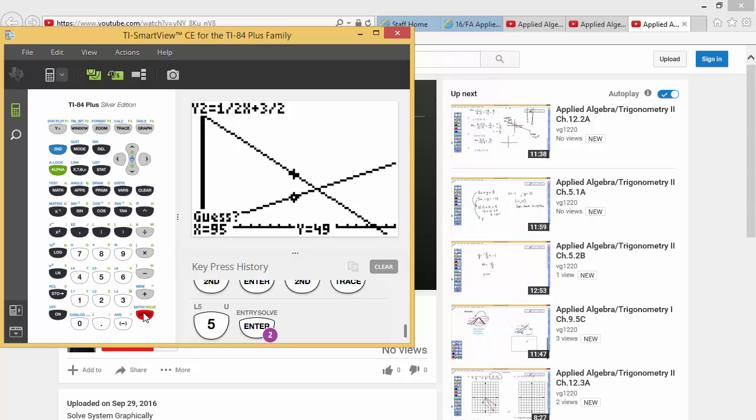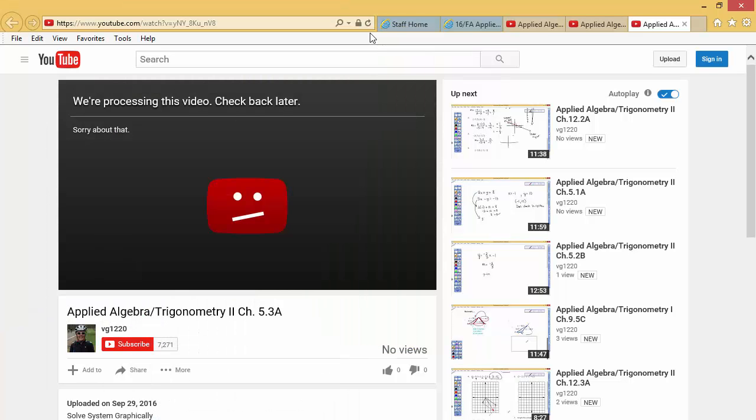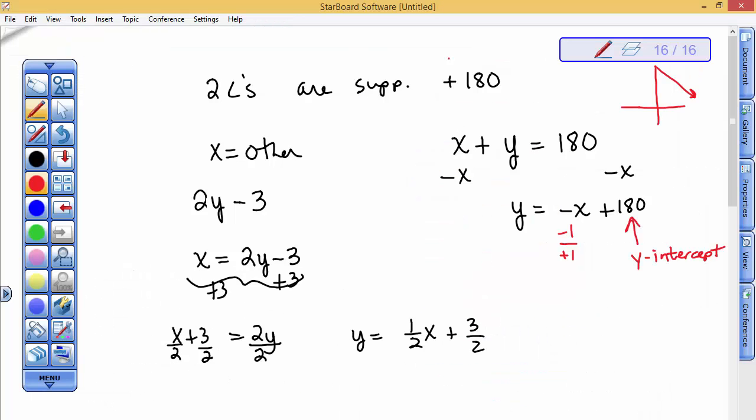So let's go back and put that x was 119, and the other one must have been 61 because they're supplementary. I hope I have that right. I guess I'm going to go peek. 119 and 61. Yep. And so the intersection is 119 and 61 degrees.